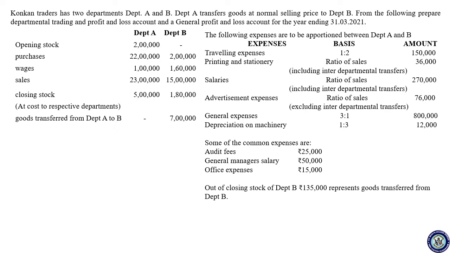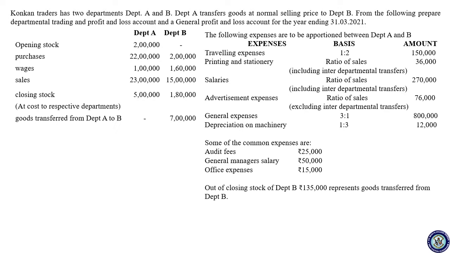Okay, we'll discuss the problem. Concon Traders has two departments, Department A and Department B. Department A transfers goods at a normal selling price to Department B. In the sense, Department A can transfer everything at the selling price. Selling price means adding the loading price on the cost.